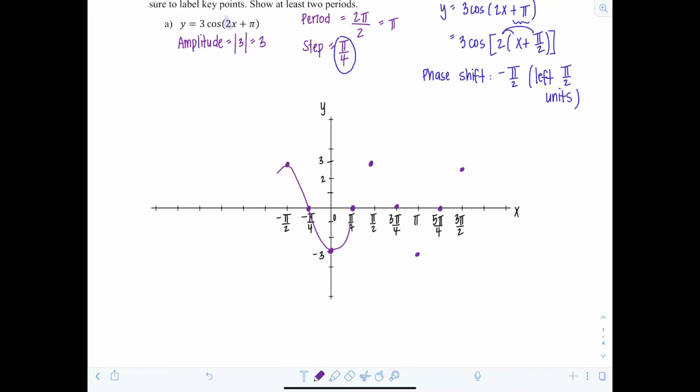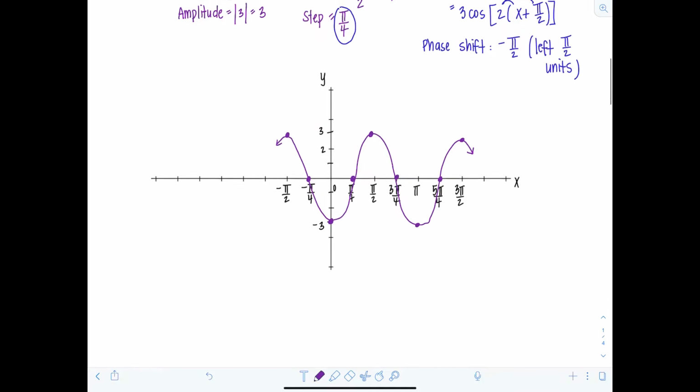So here's our graph. Make sure you draw it nice and wavy. And then at the end, make sure you show that arrow goes down. It doesn't go upwards. Let's list the domain and range.